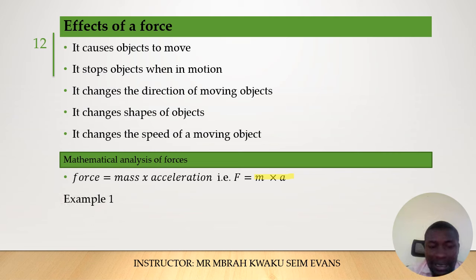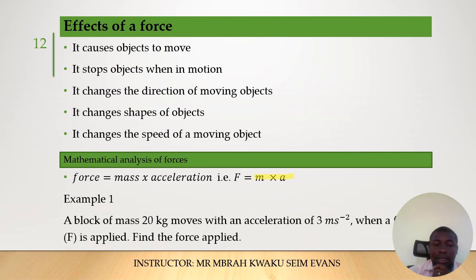So let's try this example. Example number one. A block of mass 20 kilogram moves with an acceleration of 3 meters per second squared when a force F is applied. Find the applied force.